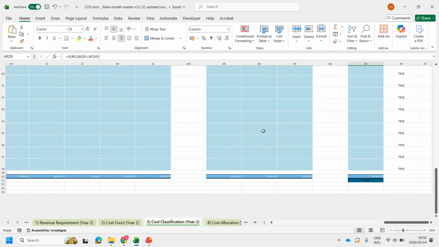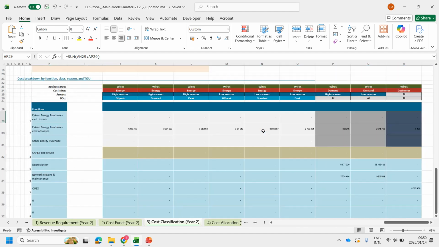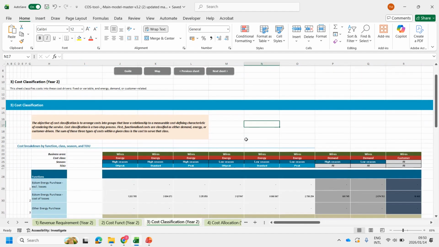The third step is the cost classification. By definition, this basically means that the total costs that we calculated in the revenue requirement sheet will be split into 3 main classes or cost drivers. The first one will be energy, the second one will be demand, and the third one will be customer driven.